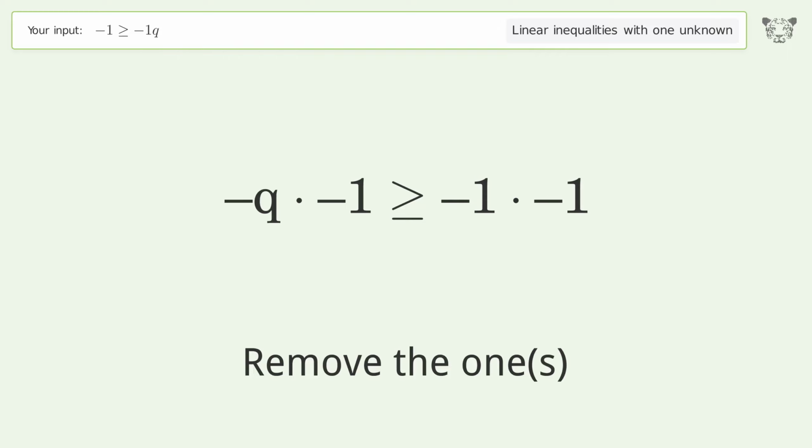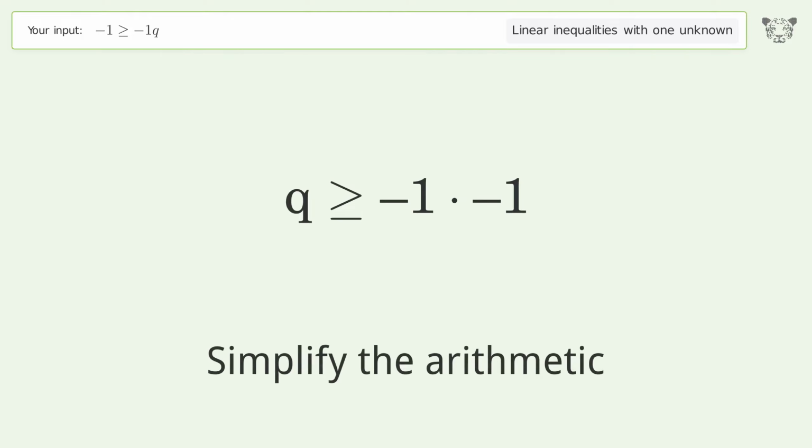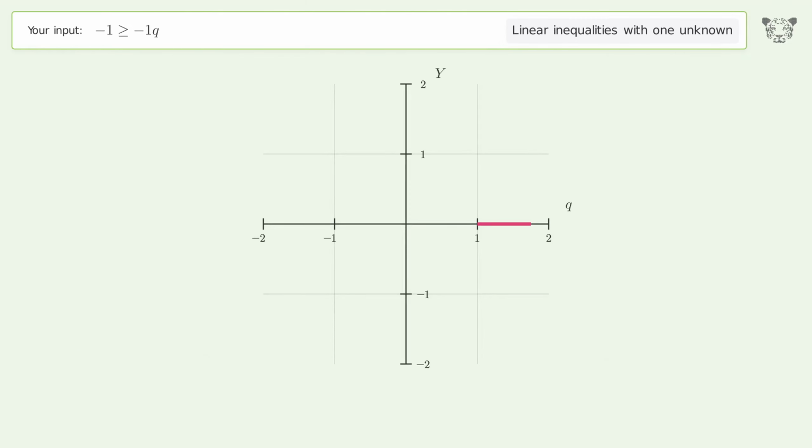Remove the ones. Simplify the arithmetic. Plot the solution on a coordinate grid. And so the final result is q equal or greater than 1.